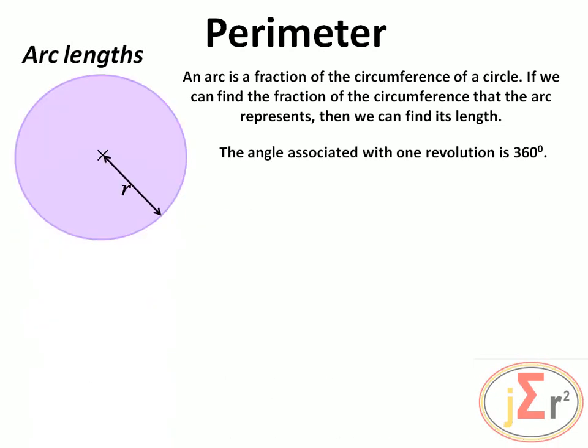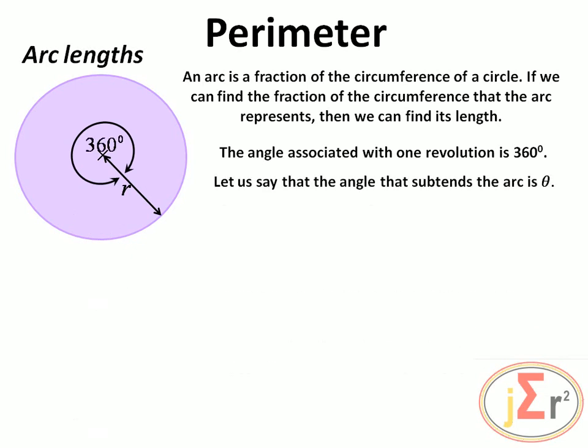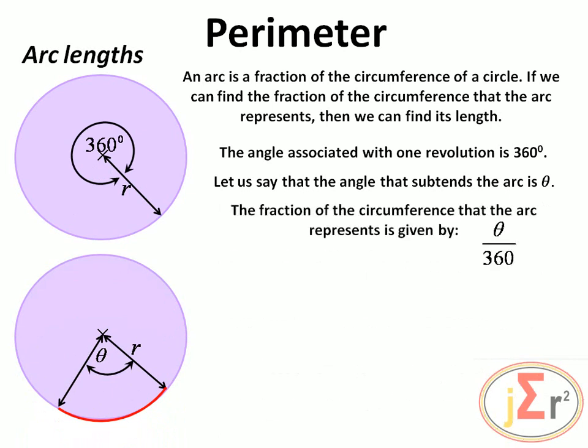So the angle associated with one revolution is 360 degrees. So if you go all the way around, what is that angle? 360 degrees. Let us say that the angle that subtends the arc is theta. So we have an arc right there in red, and the angle that subtends that arc is theta. So the fraction of the circumference that the arc represents is given by theta over 360.